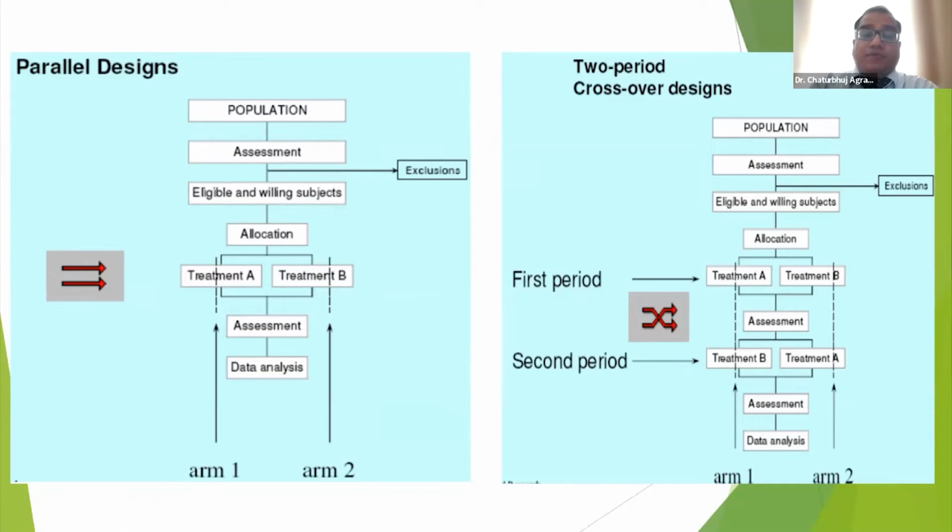The best example of two-period crossover design is the COMPARZ study in RCC, a crossover study design. Also, if I'm not wrong, in the TITAN study of apalutamide, crossover was allowed, and the patients who were progressing on chemotherapy were allowed to receive apalutamide. So there were almost 40% crossover rates.